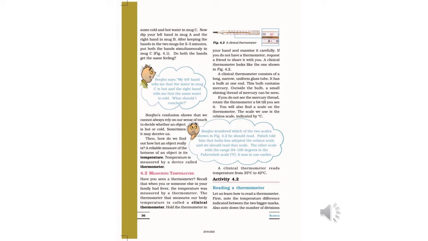If you do not see the mercury thread, rotate the thermometer a bit till you see it. If the mercury level is low, just rotate the thermometer, then you can see the mercury passing through that capillary tube. You will also find a scale on the thermometer. There are small markings also, you can see that. The scale we use is the Celsius scale, indicated in degrees Celsius. We write it in short form as degree Celsius.